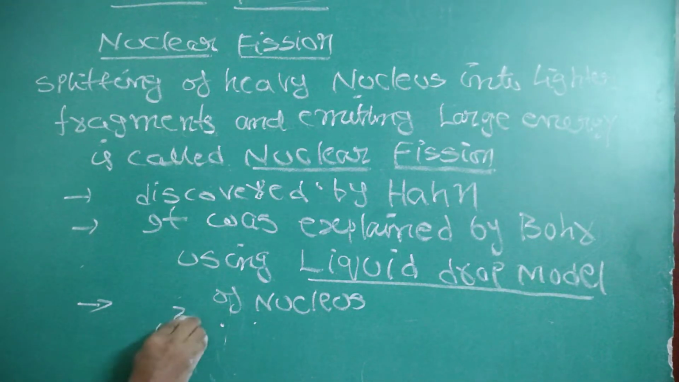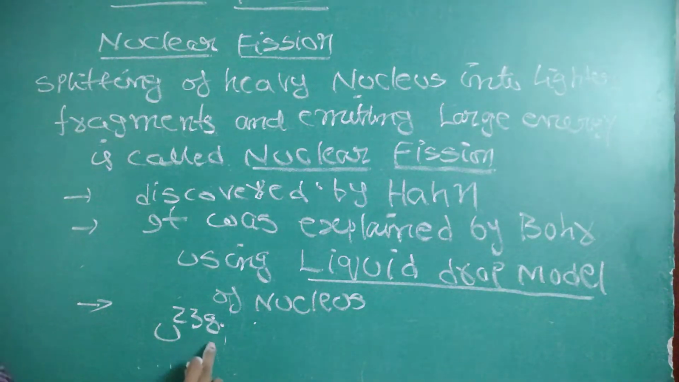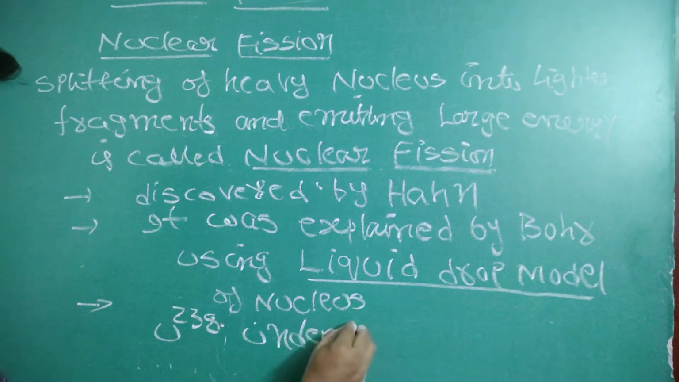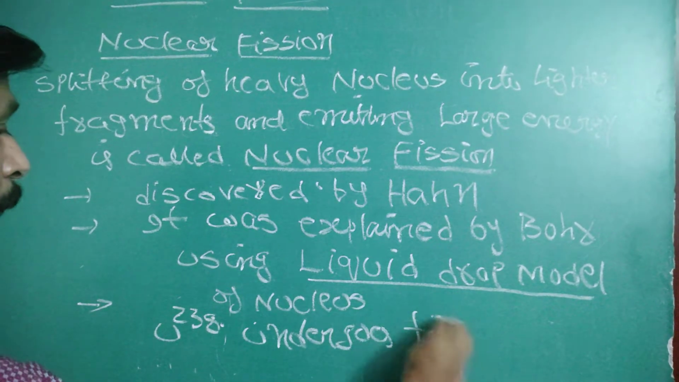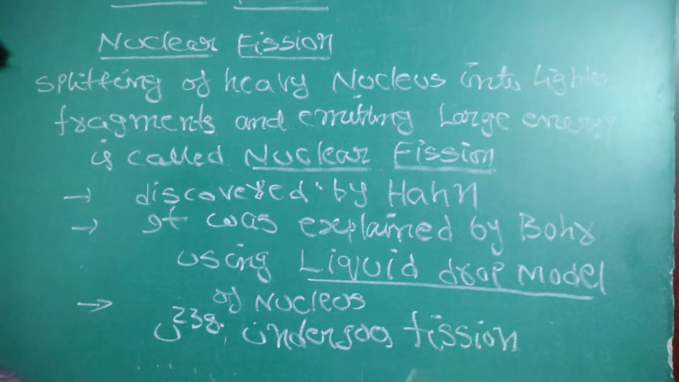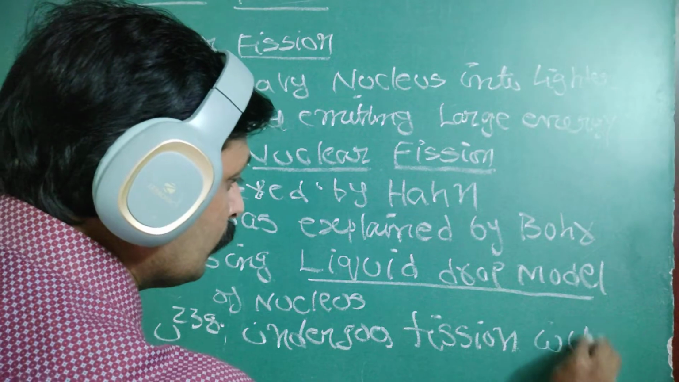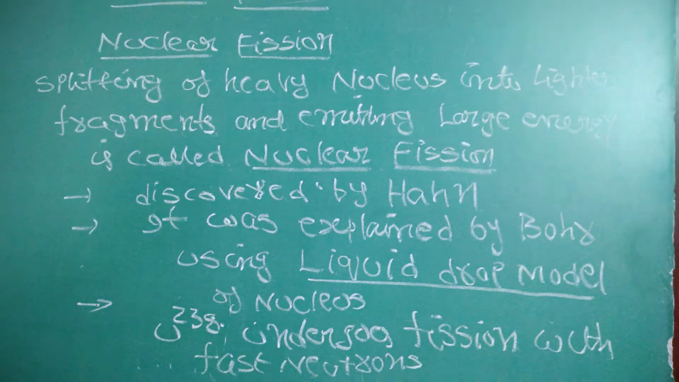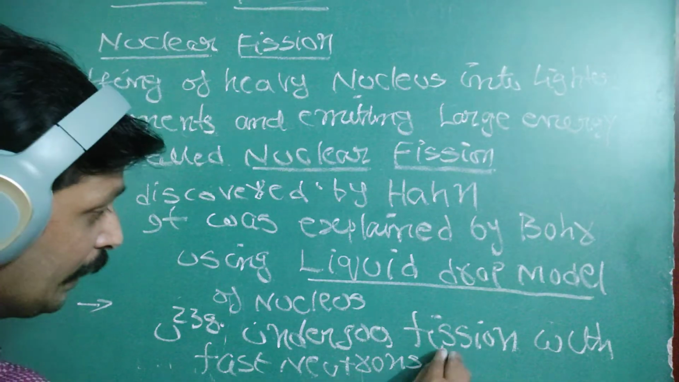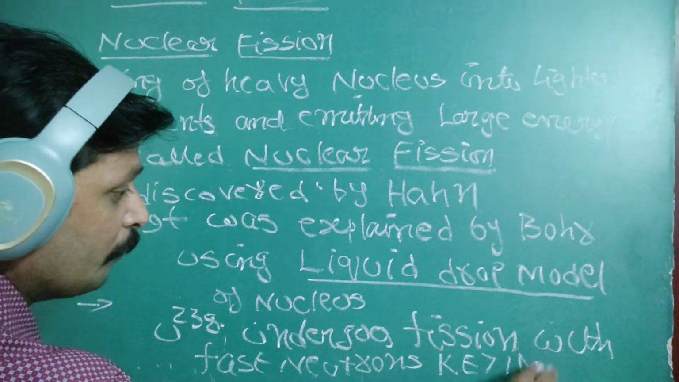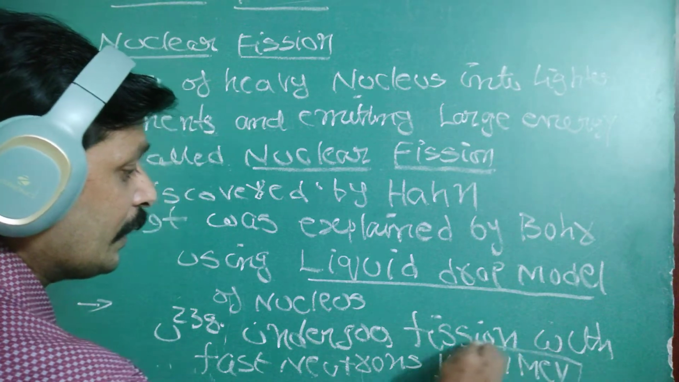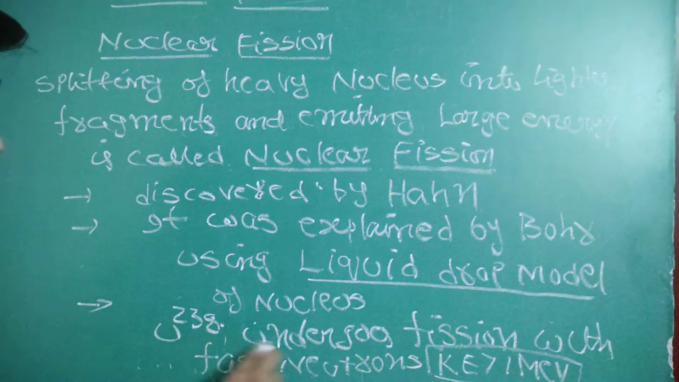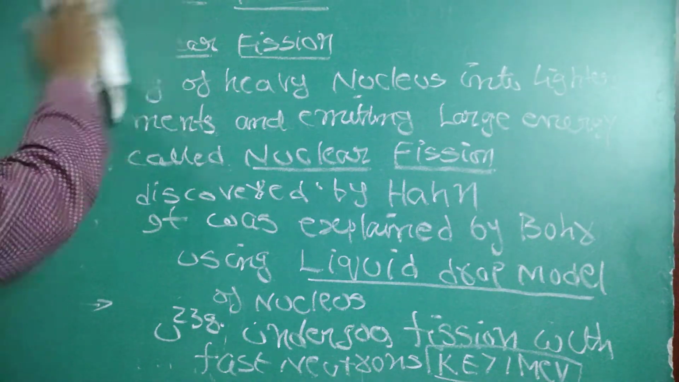Next one now. Uranium-238 undergoes fission with fast neutrons, that is, neutrons whose kinetic energy is greater than 1 MeV. Uranium-238 undergoes the fission process with fast neutrons and its kinetic energy is greater than 1 MeV.